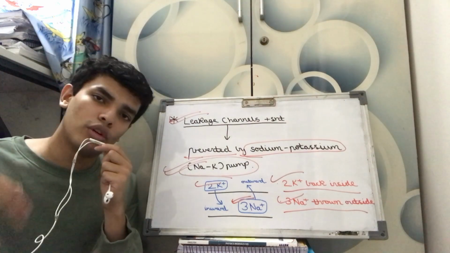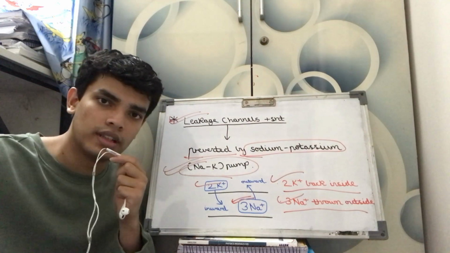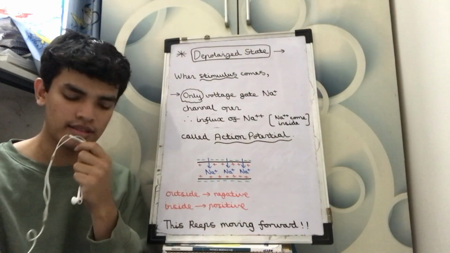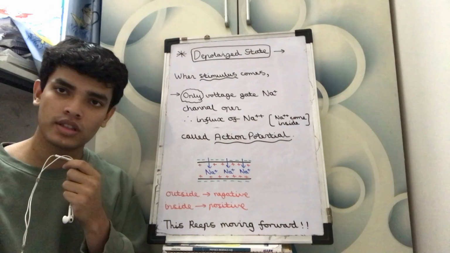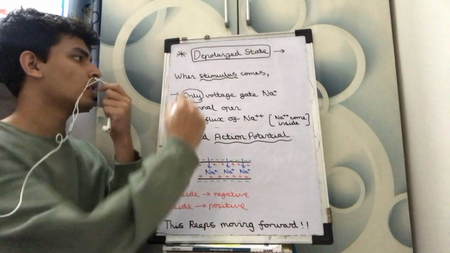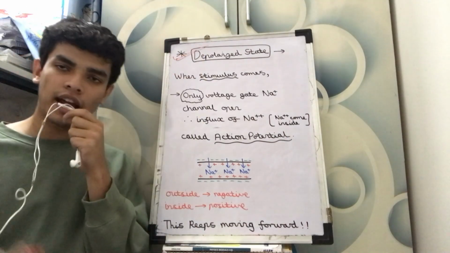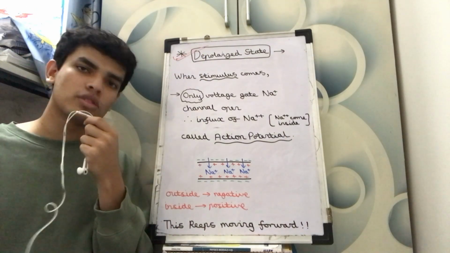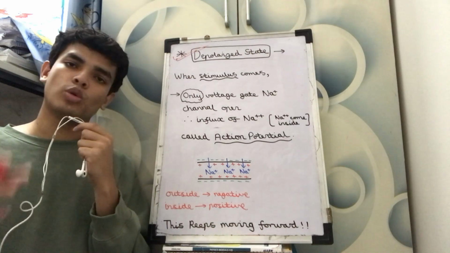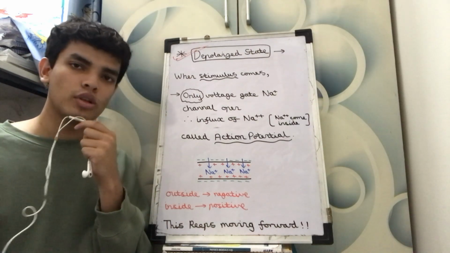Now we will move on to the next phase, that is the depolarization. Okay guys, so now we will do the depolarized state. We just did the resting phase, so now we will do the further step, which is the depolarized state. In the depolarized state, the stimulus is actually carried. The resting phase was just like that. When the stimulus comes, the neuron membrane and the stimulus is carried.